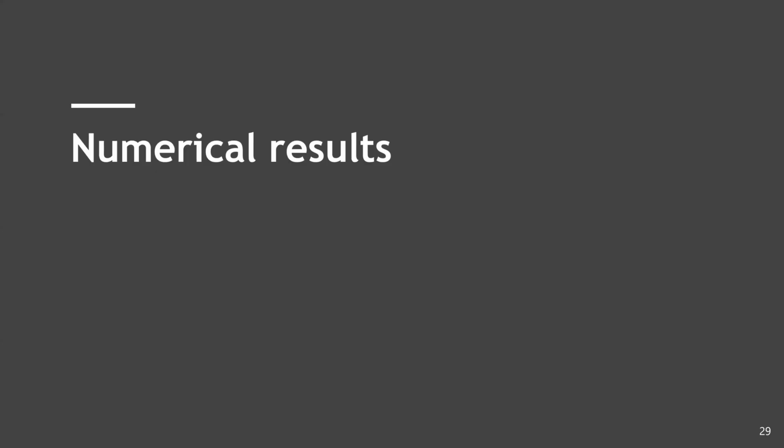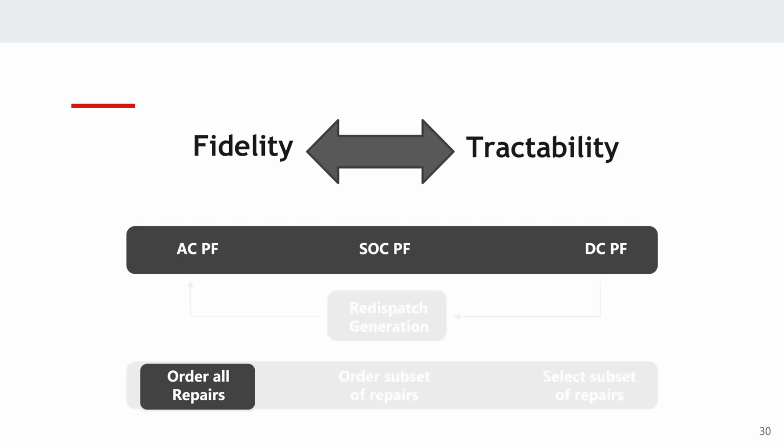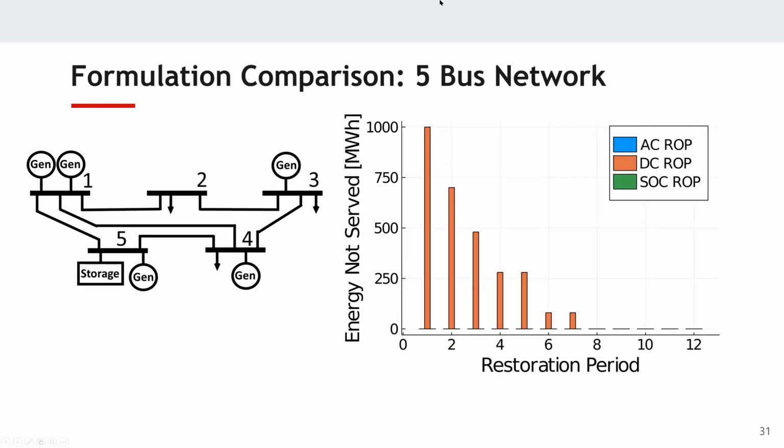On the numerical results, first I'll be taking a look at comparing the different power flow formulations while repairing all of the different devices in the network, that full restoration ordering problem. Here, we're taking a look at the 5-bus network you can see on the left-hand side, and the initial network here is assuming that every single device in this network has been damaged, and we need to fully recover the network.